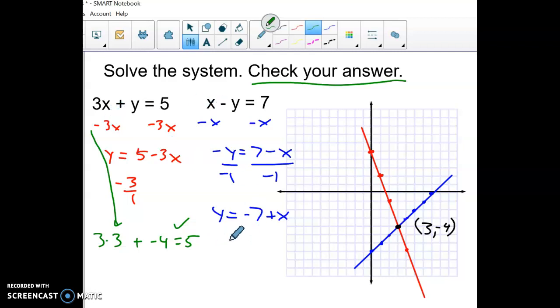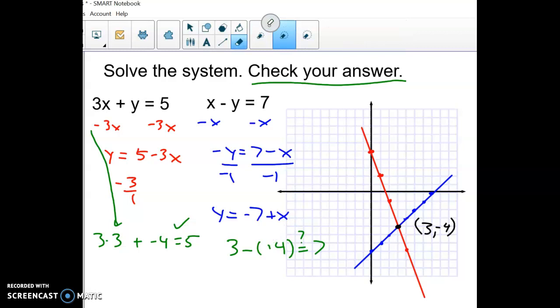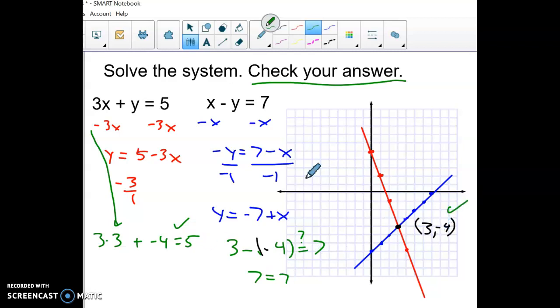Let's try the other one. 3 minus -4, does that equal 7? Right, and put a question mark there to see, hey, does that equal 7? Sorry, that did not show up very well. Okay, and hopefully we will get that. This becomes a plus, so 7 equals 7, and boom, we can see that this checks out. That's the right xy pair for both of these equations.